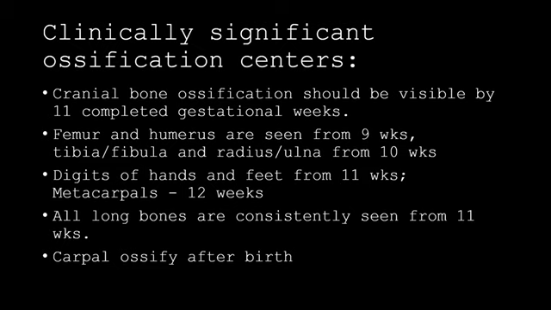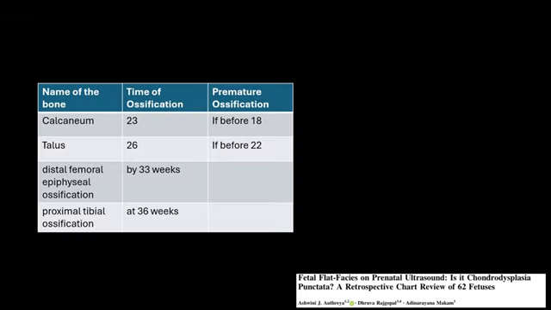Carpal bones ossify only after birth and remain cartilaginous in utero. Among the tarsal bones, the calcaneum typically ossifies by 23 weeks and the talus by around 26 weeks. If these ossification centers are seen before 18 weeks for calcaneum or before 22 weeks for talus, that is 4 weeks ahead of their ossification time, then it may be a sign of premature ossification. The premature ossification may point towards chondrodysplasia punctata.